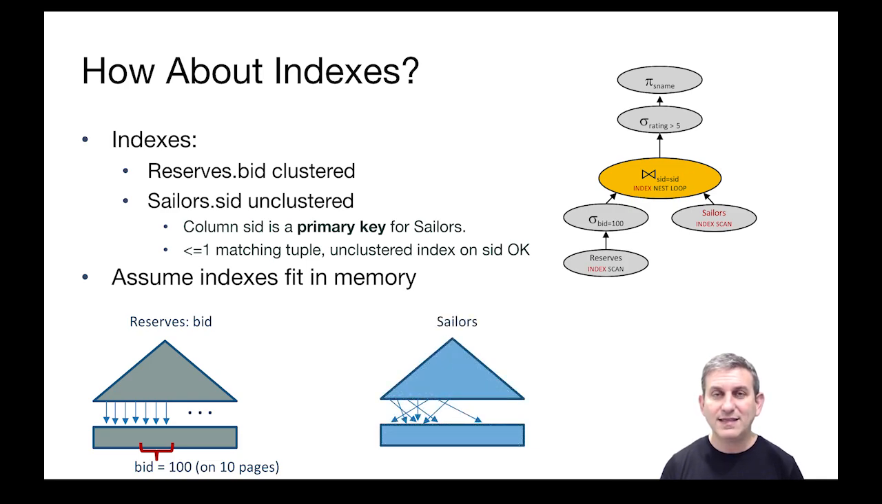Now, on the right-hand side, sailors is unclustered, but note that the join column we're interested in, SID, is a primary key for sailors. So any lookup on SID in sailors is going to touch exactly one page in the heap file, and it doesn't matter whether that heap file is clustered or not. So unclustered will be just fine for this SID column. As I said, we'll assume the indexes fit in memory. It's going to simplify our analysis in the next slide.